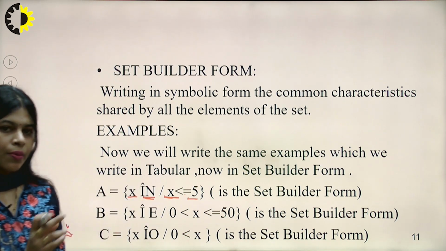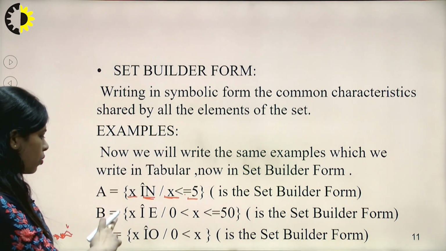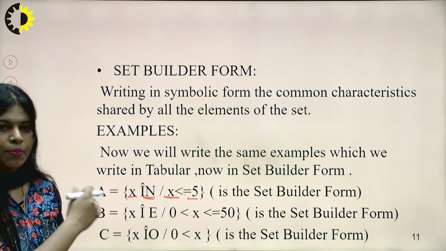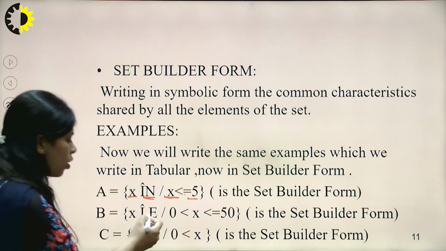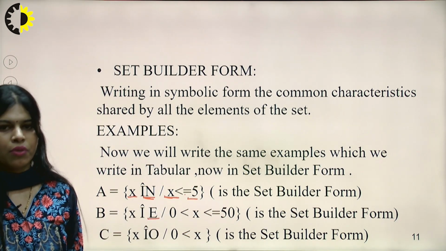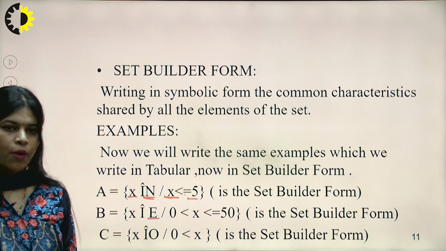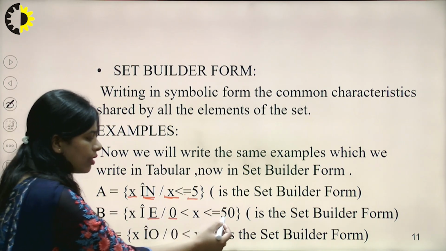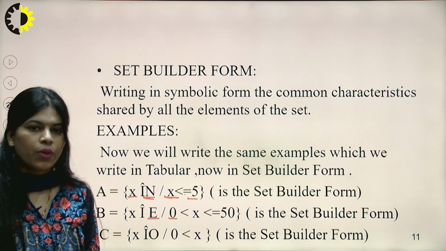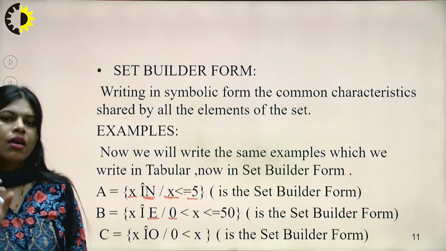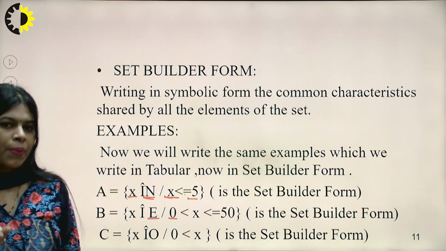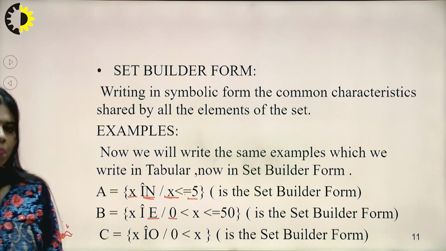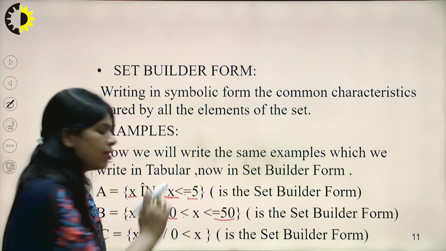Now we may take a second example, B equal to x, where x is a variable which belongs to E. E means even numbers, like we have to take even numbers starting from 2 up to less than or equal to 50, meaning we have to take the elements represented by x, where x belongs to even numbers, the numbers starting from 2 and ending at 50.